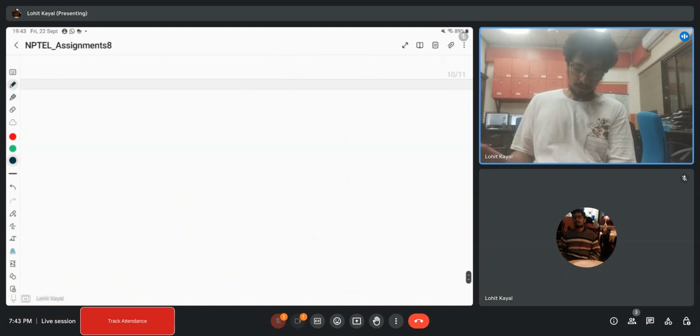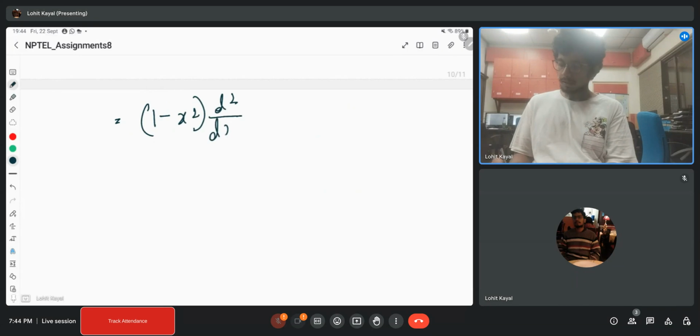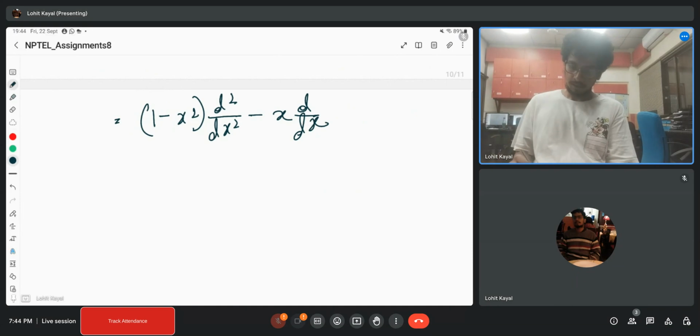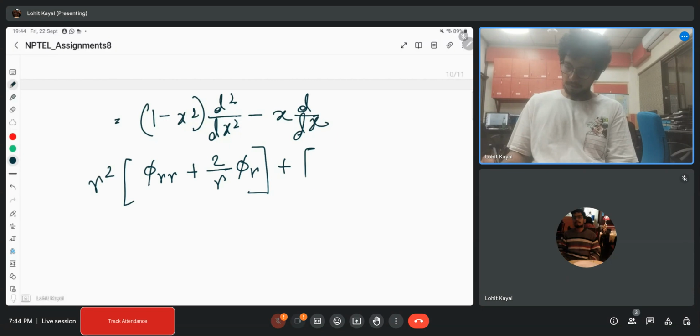So if you do the calculation, you will finally get this result of (1 minus x square) d square dx square minus x d dx. Okay, so we have now completely changed the theta dependence to x dependence. So we will get r square times phi rr plus 2r phi r plus (1 minus x square) phi xx minus x times phi x is equal to 0.